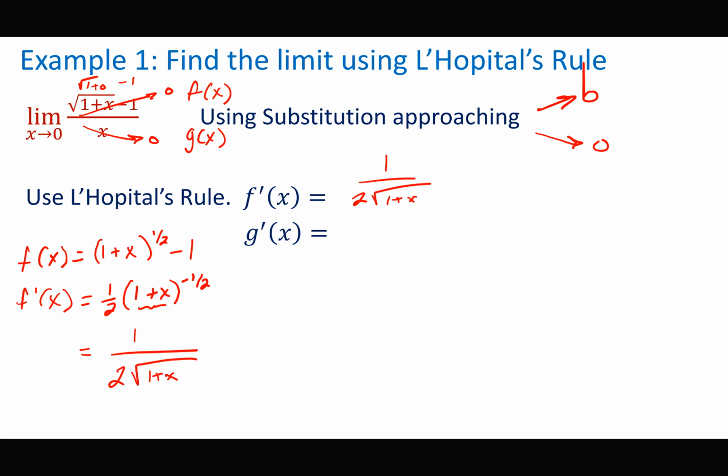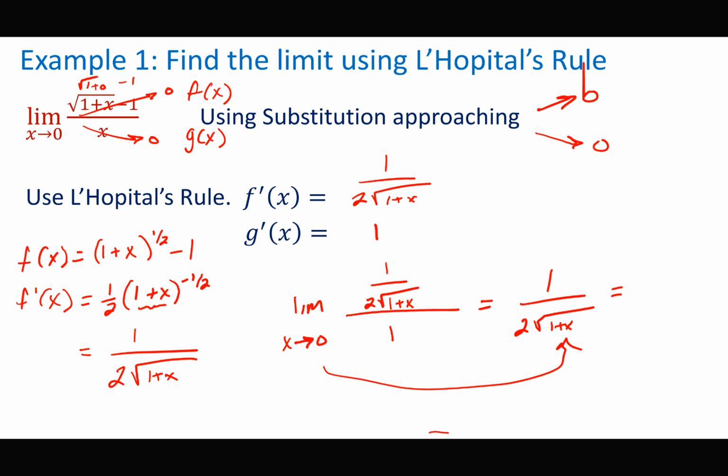All right, g prime of x, well, g of x was just x, so g prime of x is just 1. So what we're trying to do here, we're trying to find the limit as x approaches 0 of 1 over 2 square root 1 plus x all over 1. Well, we wouldn't necessarily have to write it since it's over 1. This is the same thing as 1 over 2 square root 1 plus x. So now, if I were to put 0 in, I end up with 1 over 2 times the square root of 1 plus 0, which is just square root of 1, which is 1. So 2 times 1 is still 2. So my limit on this function is a positive 1/2.